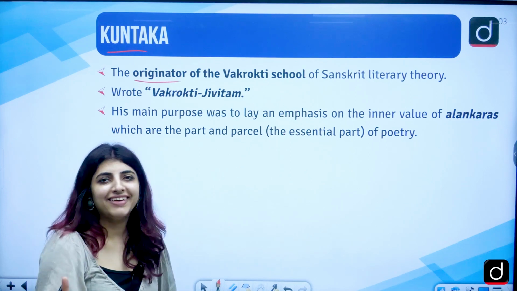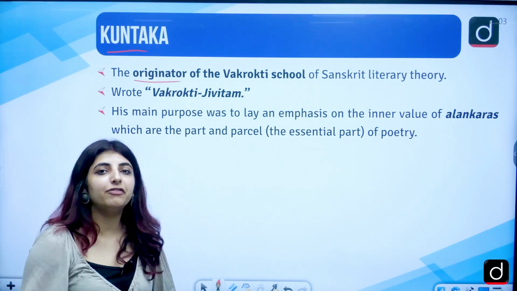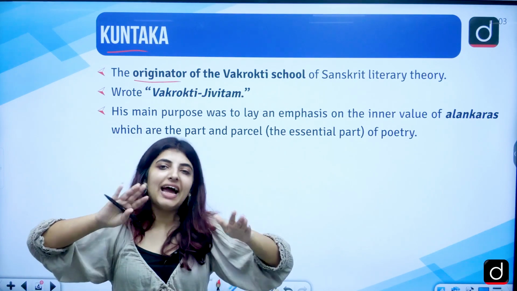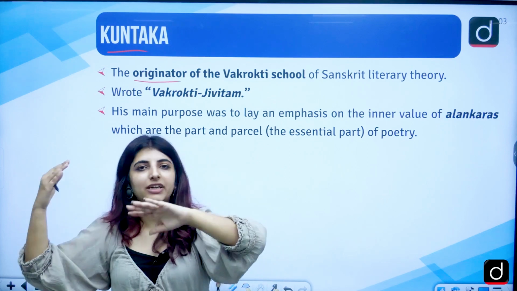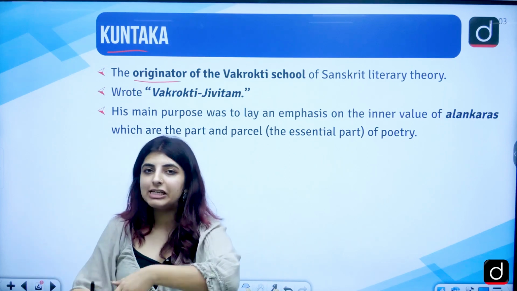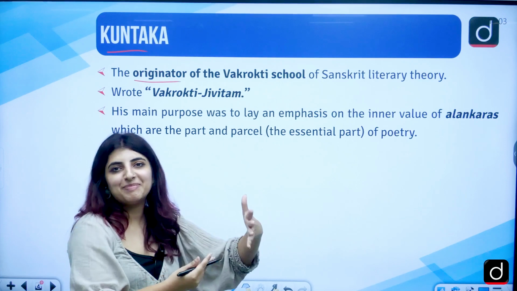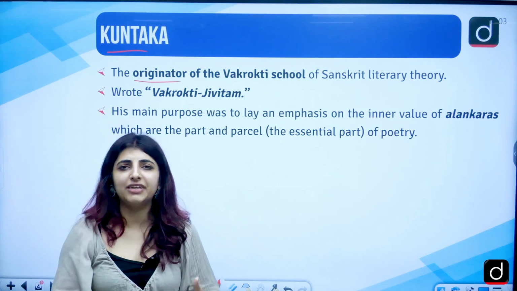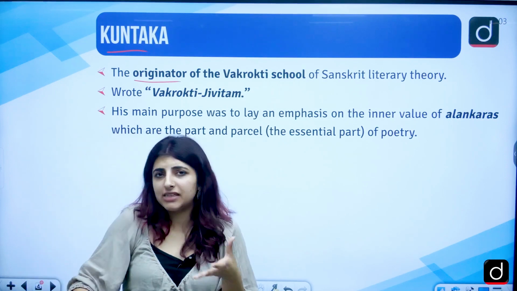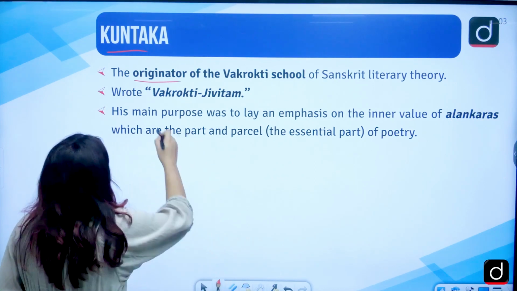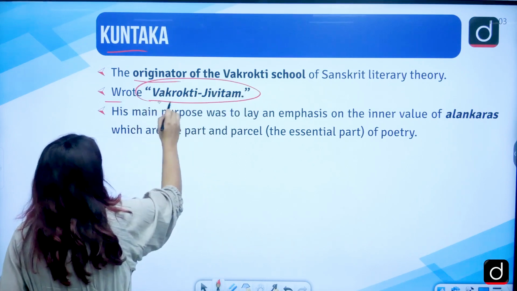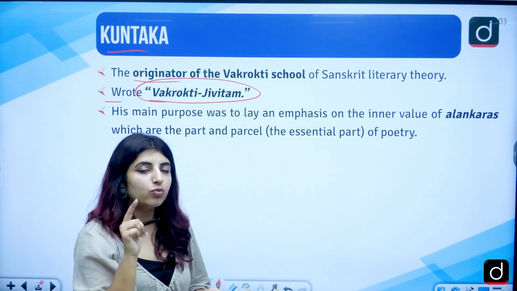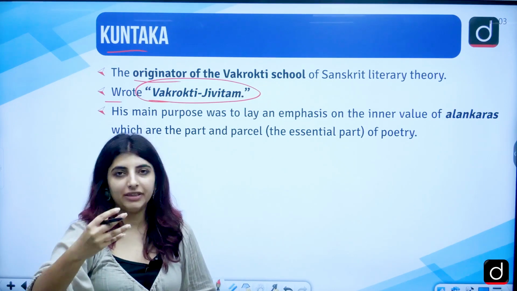Literary theory has not just been a sphere of the Western people. It came to the West at around the same time when Plato, Aristotle, and others were there in the West. We also had people in India who were writing their stances, their literary criticism, but in which language? In Sanskrit, Prakrit, and so on. He wrote Vakrokti Jivitam, in which we get the theory of Vakrokti.